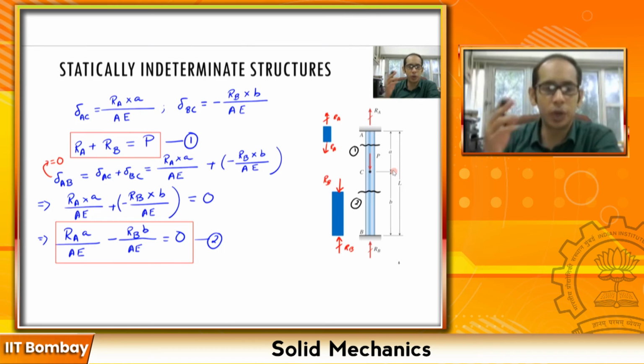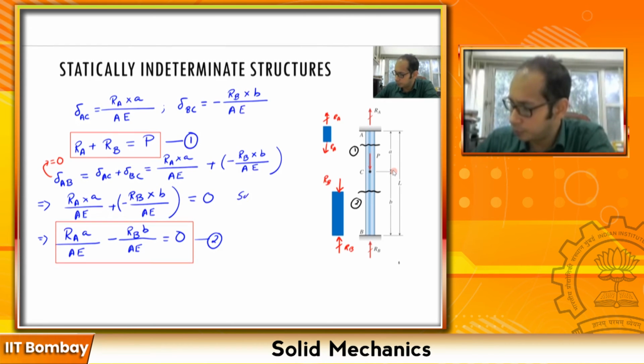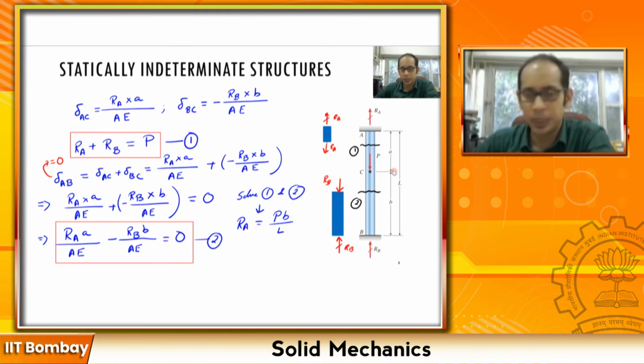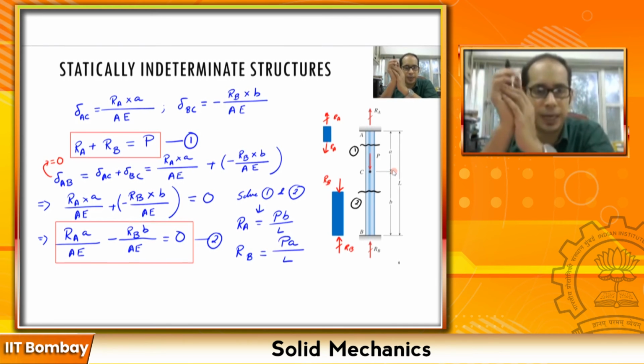Two equations, two unknowns. So if you solve 1 and 2, and you might want to try this on your own, you will get your reaction RA equal to P times B divided by L, and similarly your RB as P times A divided by L, right? So this is how we solve this statically indeterminate structure under axial loading.